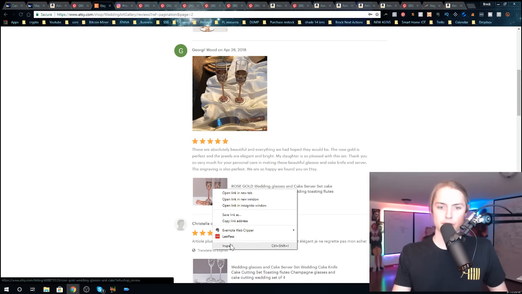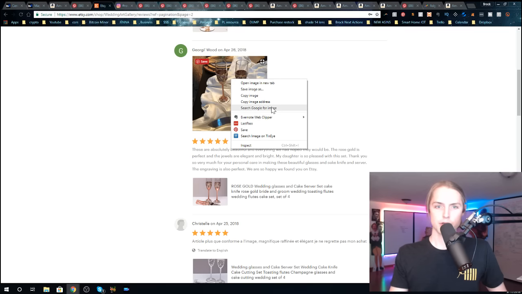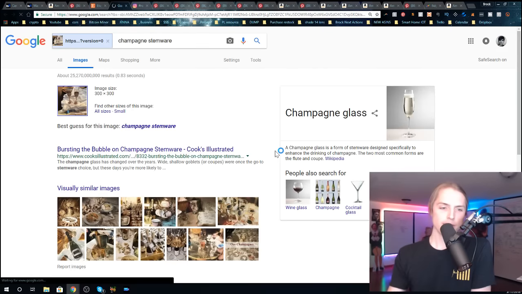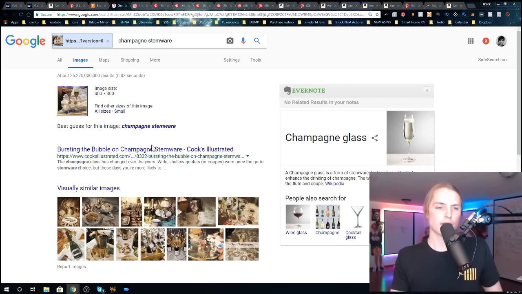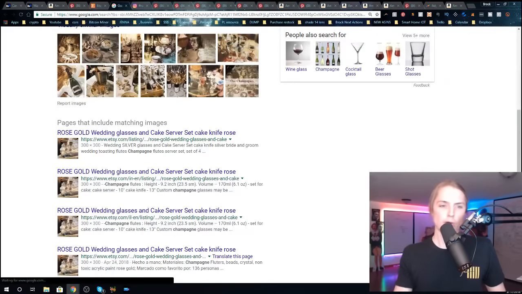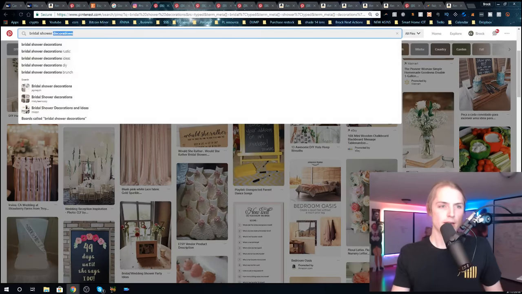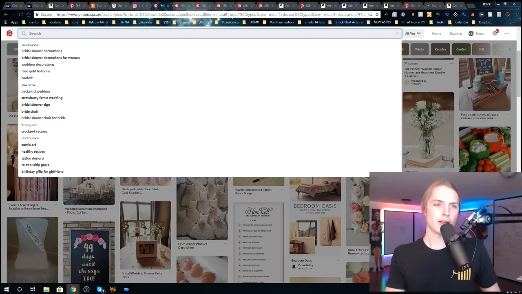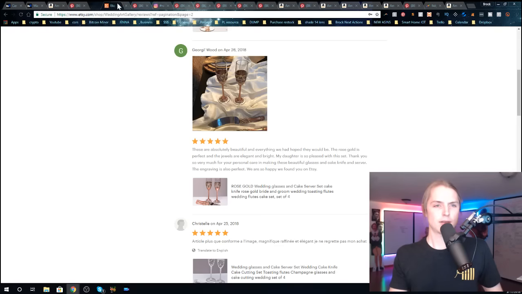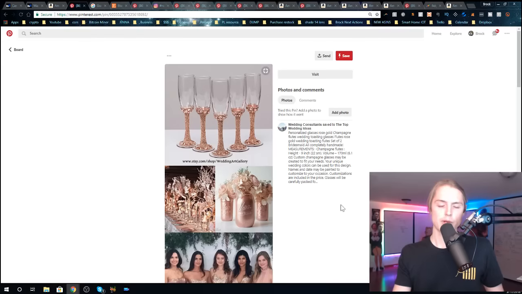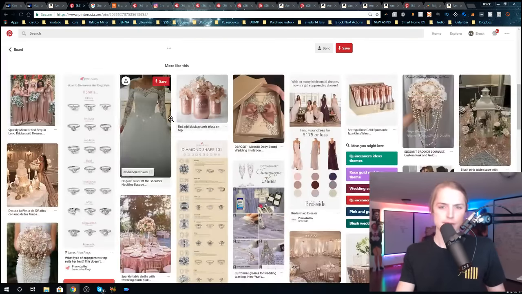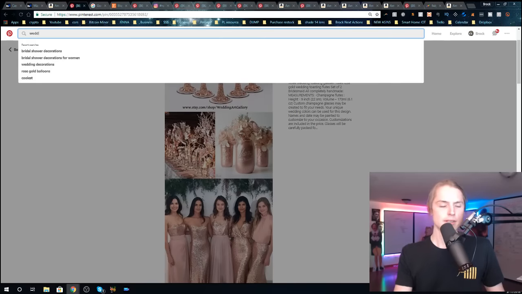How about we just search? Can we search this on Google? Search Google for image. This is another technique I use: let me find algorithmically similar things to this. Bursting the bubble on champagne. Rose gold wedding glasses. Okay, let's go to Pinterest now. What are those called? Wedding glasses. We could find algorithmically similar ones there, but I would type in now wedding glasses.